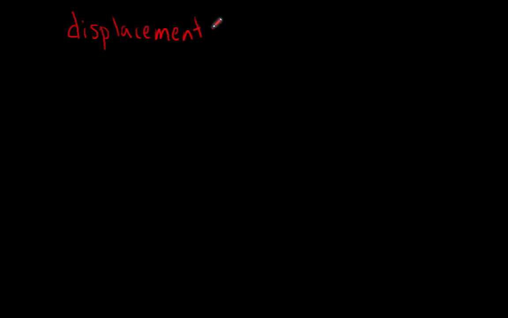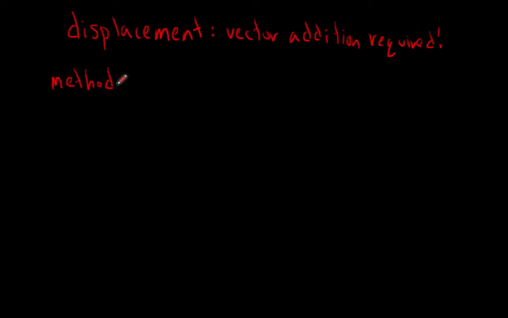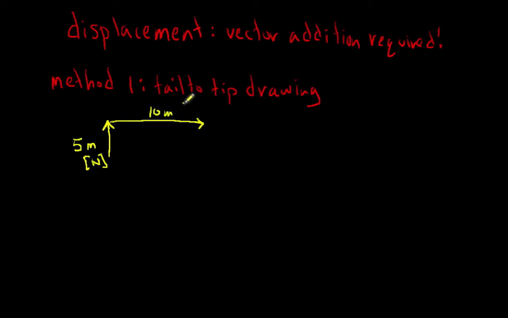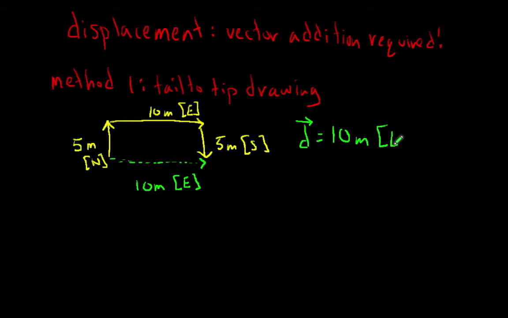Displacement is a vector, which means that you have to use vector addition methods to combine the 3 directions she walked. Method 1 involved drawing a tail-to-tip diagram. To do this, we draw the little 5 meters she walked north as a shorter arrow, the 10 meters she walked east as a longer arrow, and the 5 meters she walked to the south as a similar length arrow as the 5 meters north. And we can see the north and south cancel each other out, and all that's left is a 10 meter to the east. So we would say her displacement, D arrow, is 10 meters to the east.